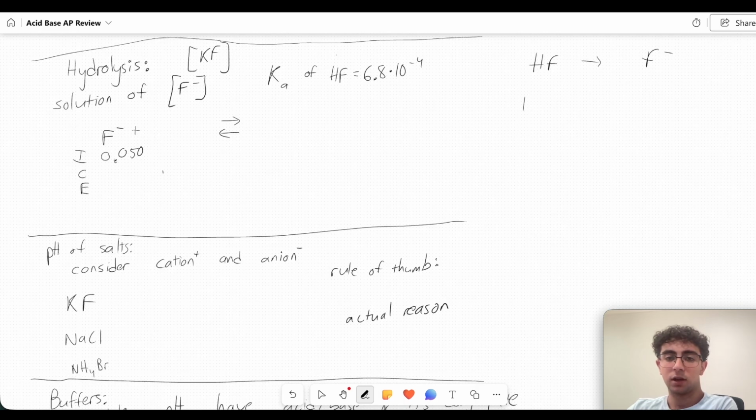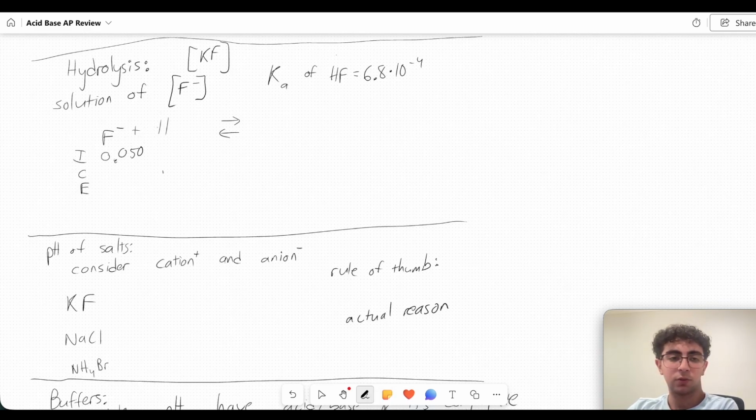If we had KOH, for example, its conjugate acid would technically be K plus, even though you don't really have to worry about conjugate acids for strong acids and bases. But a better example would be NH3. Its conjugate acid would be NH4 plus. So notice here we have the conjugate base of HF, so it's going to behave as a base.